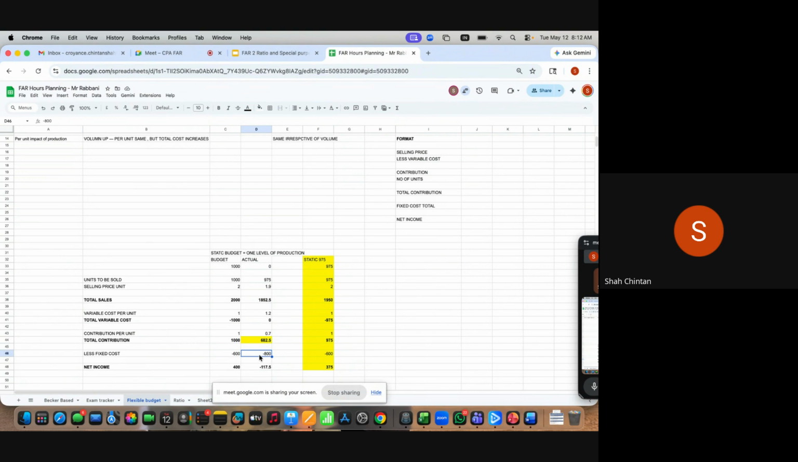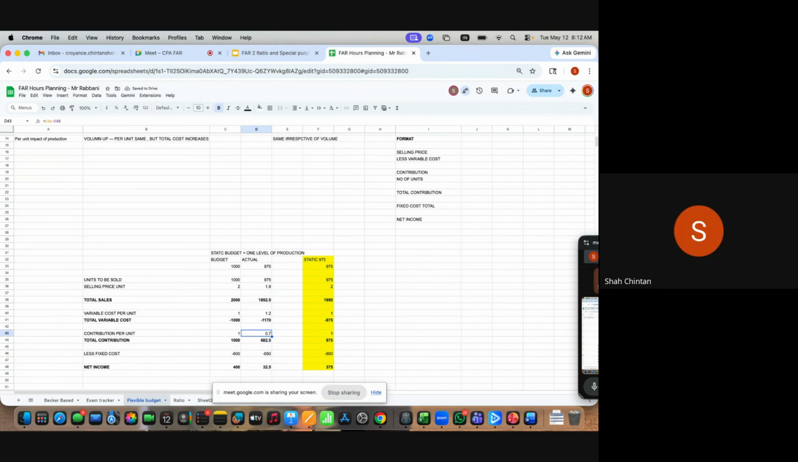No. Why? You still have a fixed cost to incur. So what is the better thing? To work either on number of units to be sold, or selling price to increase, or variable cost to decrease. ये तीनों पैरामीटर में से अगर आपने किसी एक पैरामीटर पे भी काम किया तो आपका अल्टीमेटली नेट प्रॉफिट है वो इंक्रीज हो जाएगा. Okay.